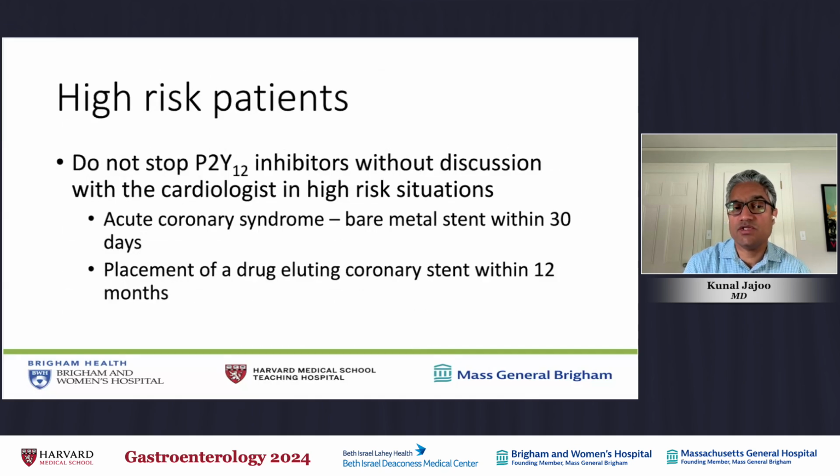So what should we do for our patients who come in, high-risk patients who come in on these medications? For those who have had an acute coronary syndrome with a bare metal stent within the past 30 days or a drug-eluting stent within the past 12 months, we should really be considering delaying the procedure if it's an elective procedure and not stopping these medications without discussion with their cardiologist.